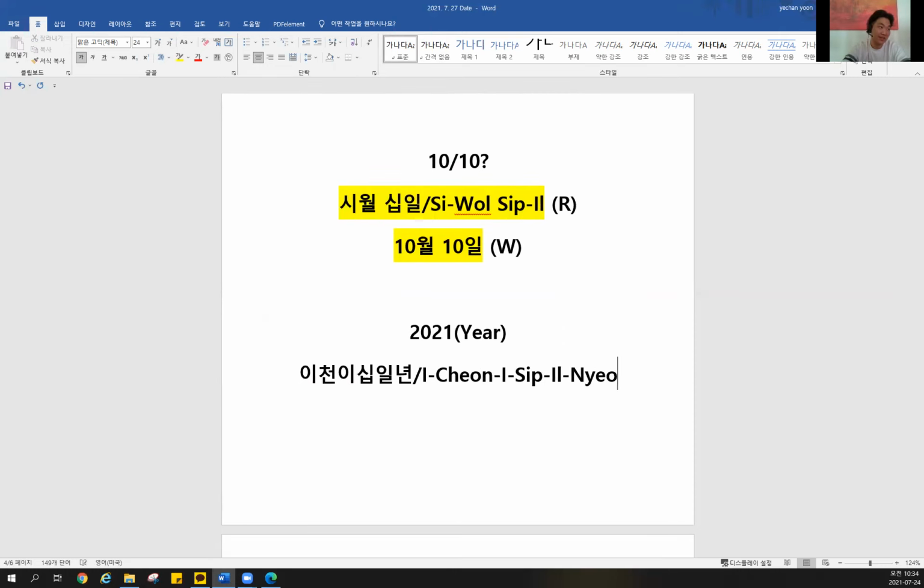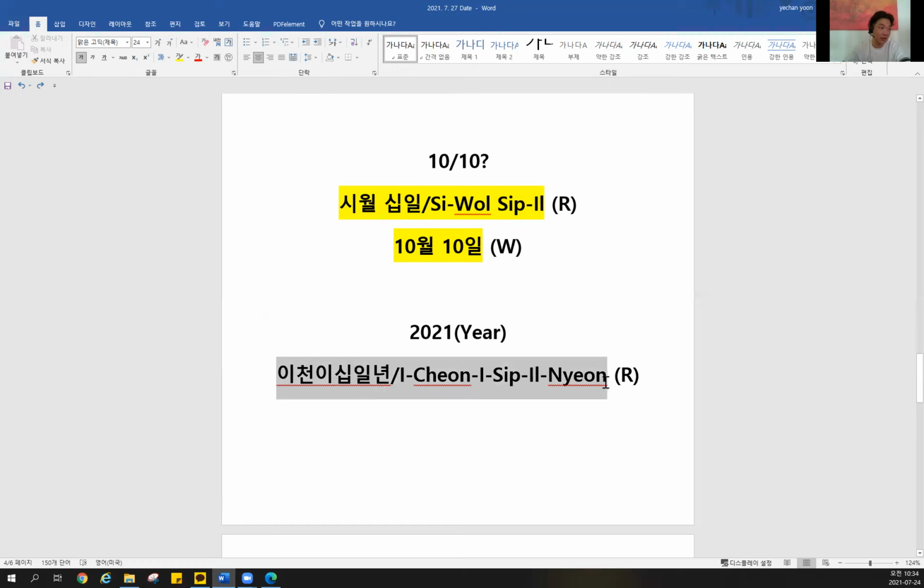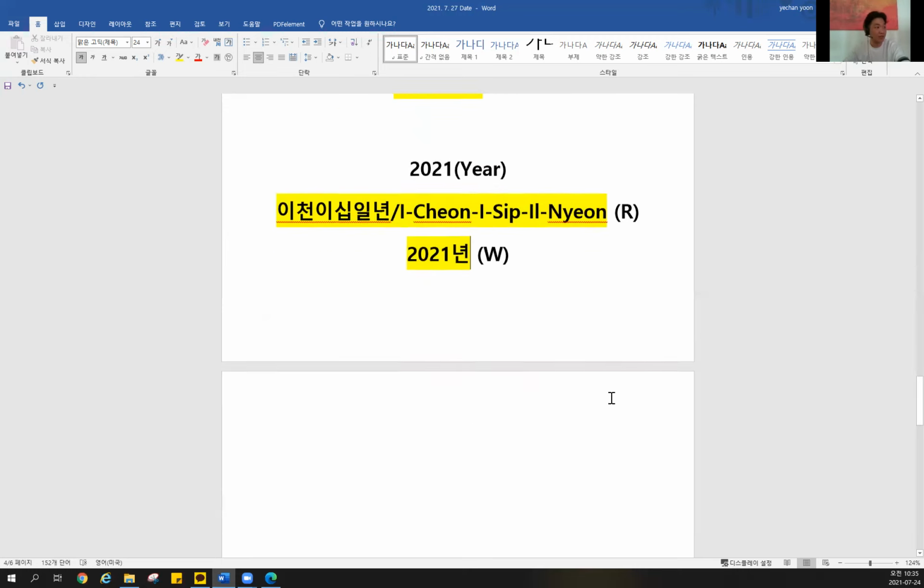2021년. Okay, this is how to write it down. Then how to read it, and how you can write it down. I told you, super easy: using some numbers and just writing down 년. That's all. This is how to write it. Okay. All right. Next one.